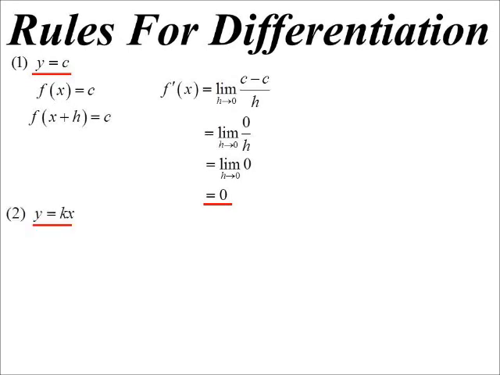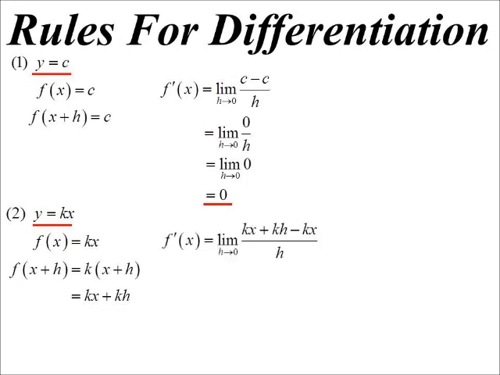The other one we worked out was a constant times x. When we had a straight line, we said it was going to turn out to be k. So let's use first principles to prove that. So function x is kx, function x plus h is kx plus kh, and sub it in: kx plus kh minus kx, kh on h, and we end up with our constant k, which is what we were expecting. So that just confirms what we already said.